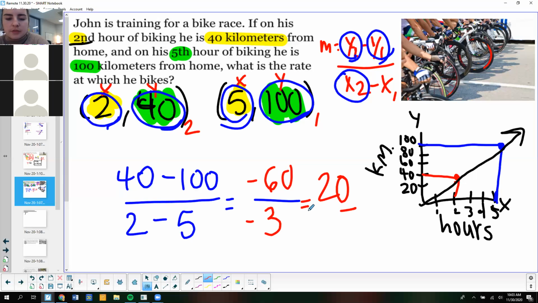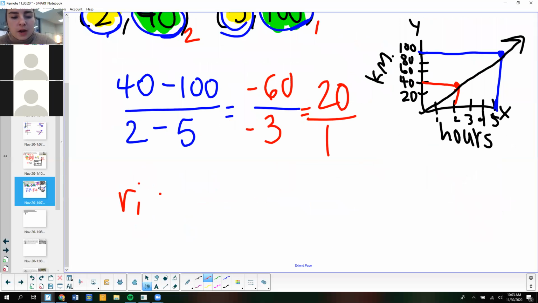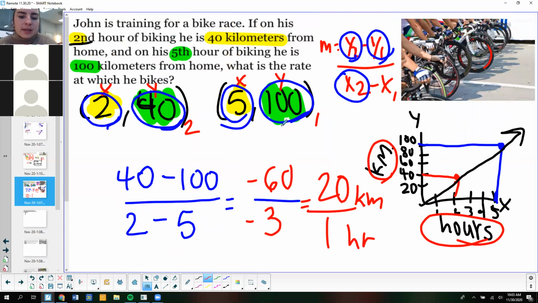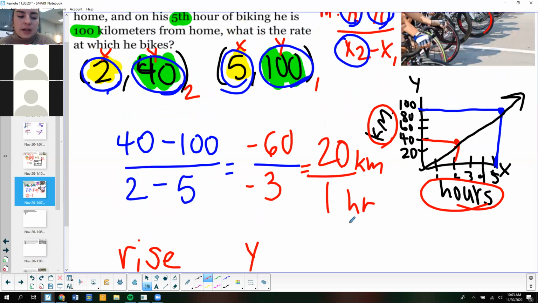So this is going to be a positive 20 over 1. So anytime we get a whole number, that's going to be over 1. And the reason for that is, remember, we write things as rise over run or y over x. So our y unit is going to be kilometers. So it's going to be 20 kilometers over our x value, which is hours. So the rate at which he bikes is 20 kilometers in 1 hour.